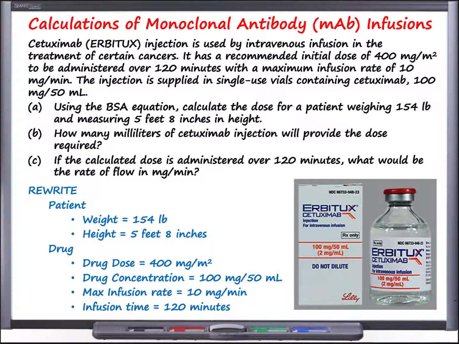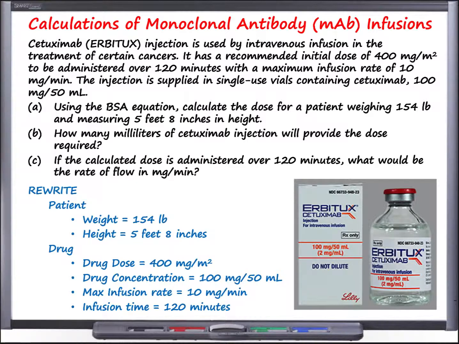So going back to the question, let's rewrite the information we need to know. We definitely need to know some stuff about the patient, specifically that the patient weighs 154 pounds and stands 5 feet 8 inches in height, and that's all important because we're going to have to calculate their body surface area. We know that because if we look at the drug information, the drug is dosed as 400 milligrams per meter squared. Okay, so when we do finally have the dose, we're going to use the vial, which has a drug concentration of 100 milligrams per every 50 milliliters to provide the dose.